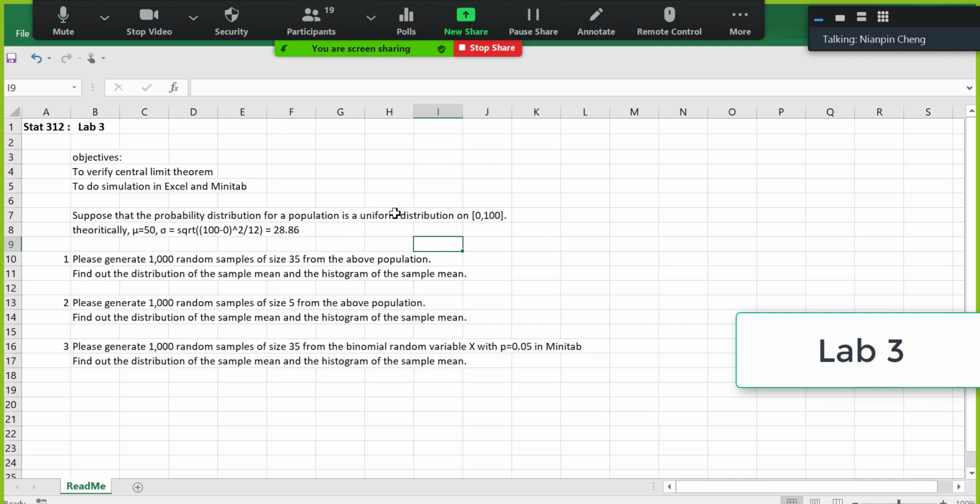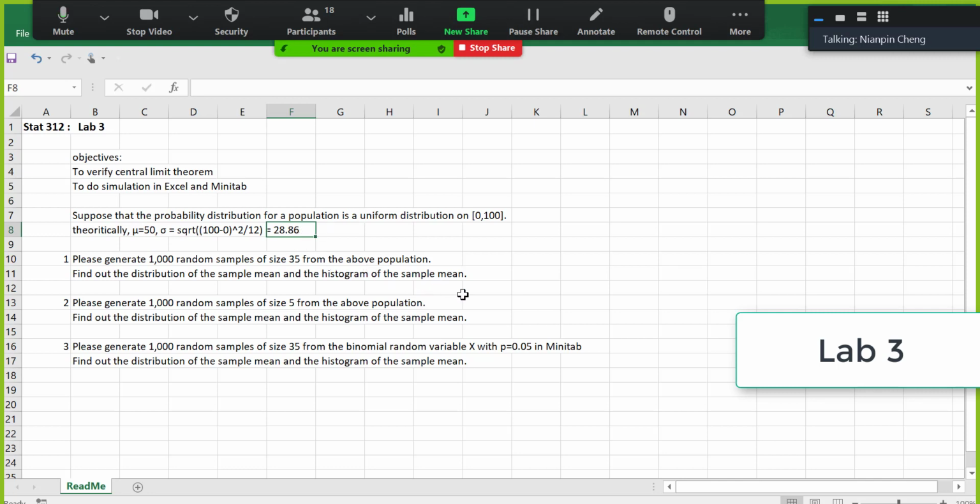The uniform distribution is a continuous random variable because it could be 0, 0.1, 0.11, okay, until 100. So theoretically, we can calculate the mean, which is the average. The mean is 50. The standard deviation sigma, we can calculate based on the formula. So we know mu is the parameter, the population mean. We also know sigma, that's the population standard deviation.